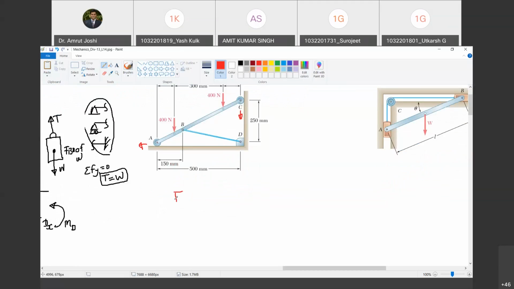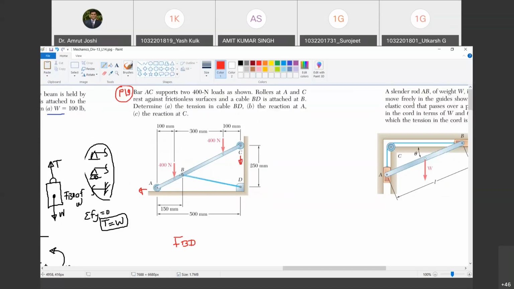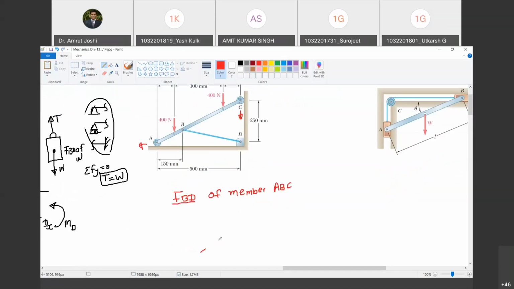Now let us draw the free body diagram of what? If I draw the free body diagram of beam ABC, the reaction at A, the reaction at C, and the tension in wire BD, all will get exposed. Do you agree with me? Yes. So therefore, I am going to now draw the free body diagram of beam ABC, or of member ABC to be precise. Are you with me? Okay. So I am going to draw the free body diagram of member ABC. How does it look like? So this is the member. Happy?